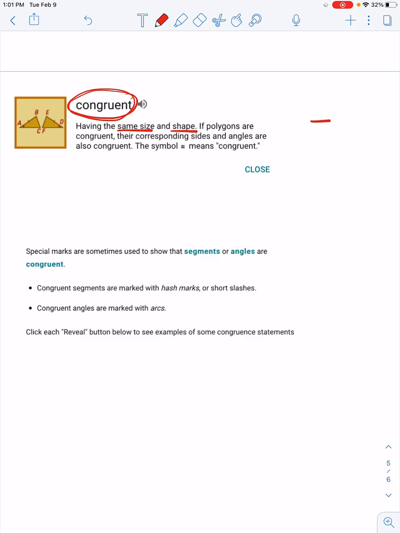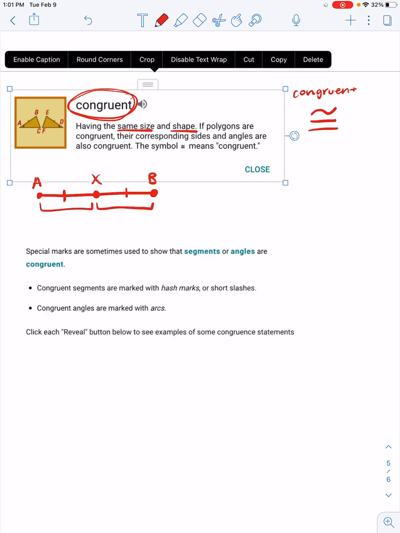And then we use this symbol. It looks like an equal sign with a little squiggle on top. So that symbol means congruent, okay? Now, what we typically do is let's say we go back to that definition of a midpoint that we used before. So let's say we have this segment AB, and I'm telling you that this point X is right in the middle. So since X is exactly in the middle, what I know is that this segment from A to X and this segment from X to B are exactly the same, okay?